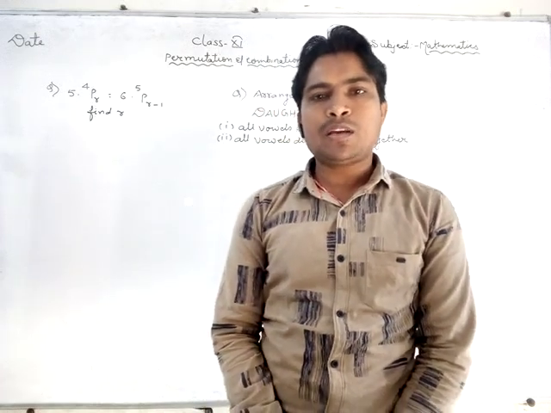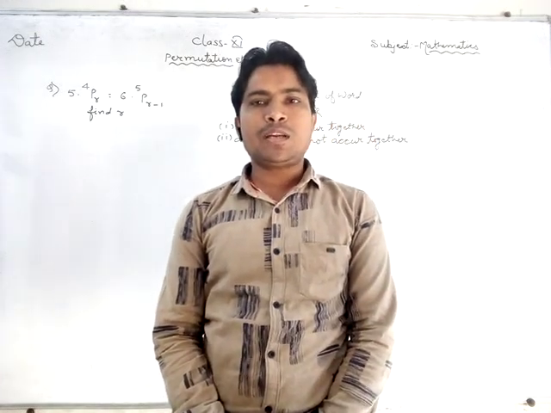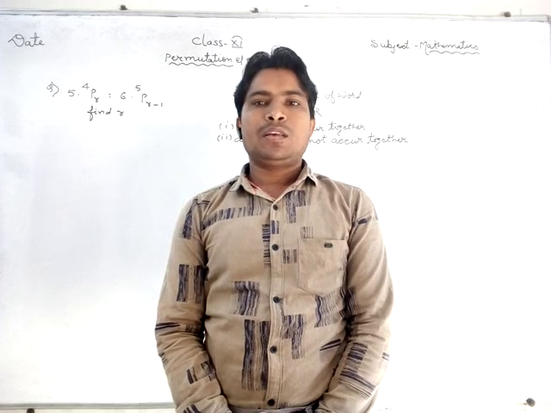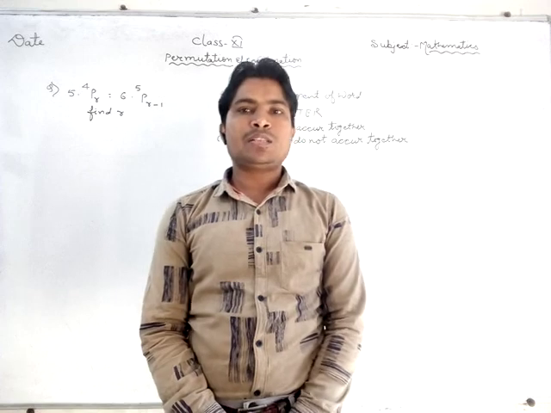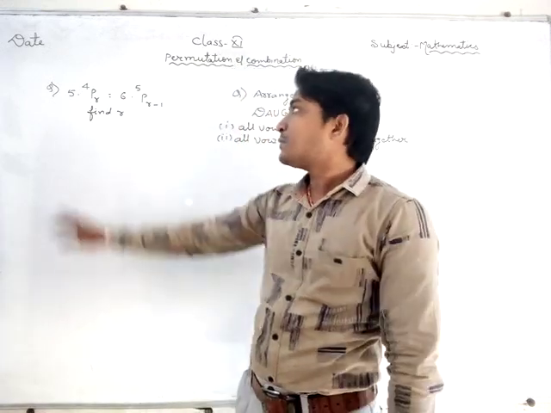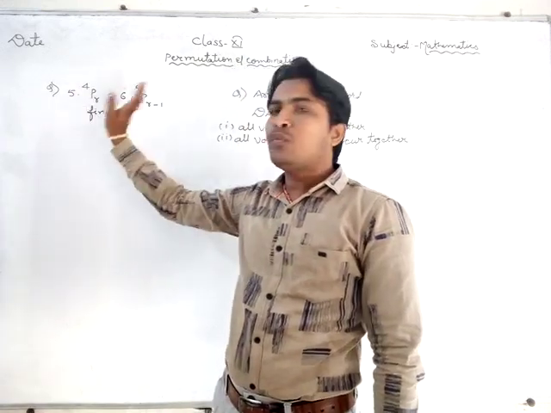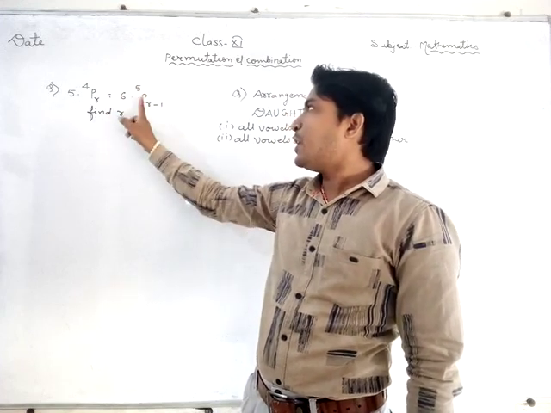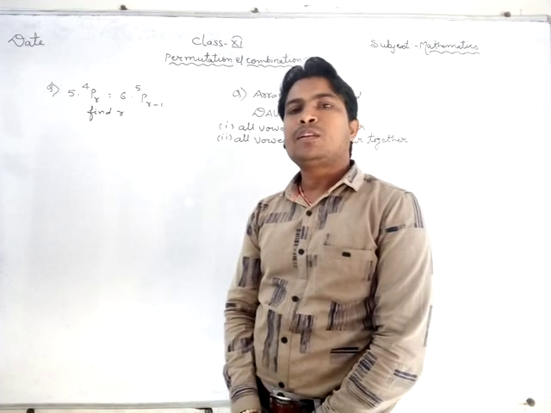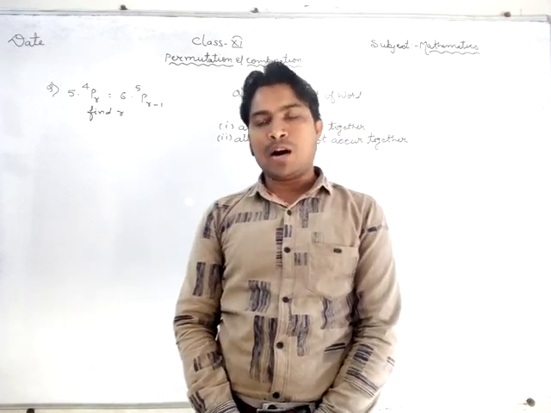Today we are continuing the topic permutation and combination. In this topic, we do some questions. In the series, the first question is 5 into 4Pr equals 6 into 5P(r minus 1), and we want to find r.